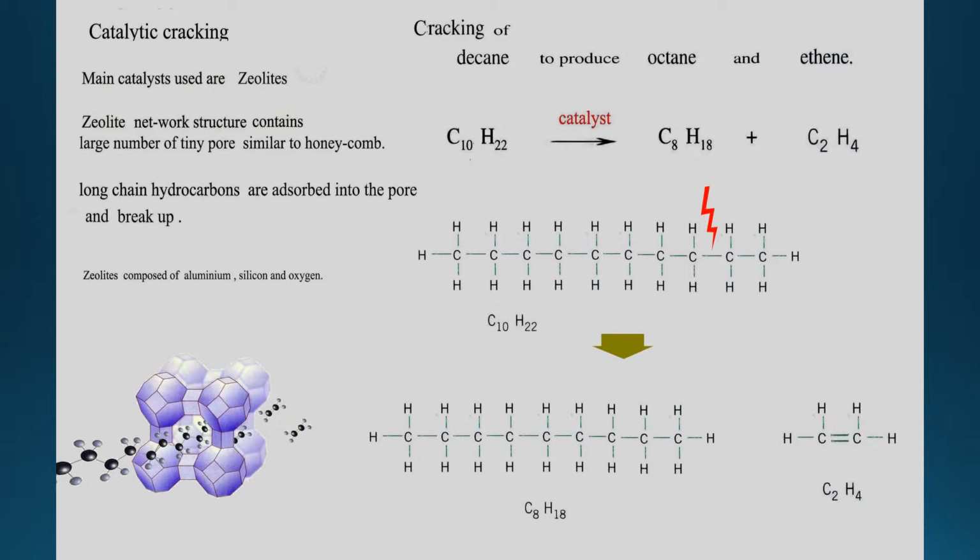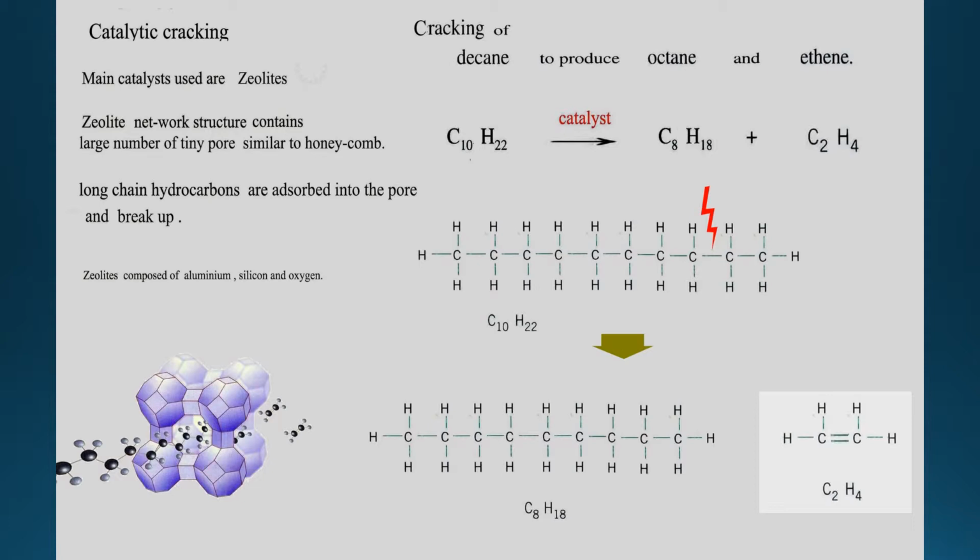Now let's focus on the short chain C2. This C2 is a double bond ethene, ENE. As you see on the top, this is ethene and this is its structure. And what happened to the remaining part? The remaining part is a single bond, C8H18.